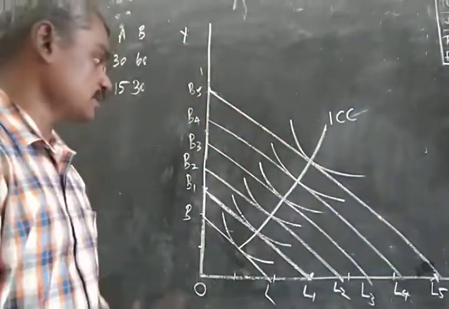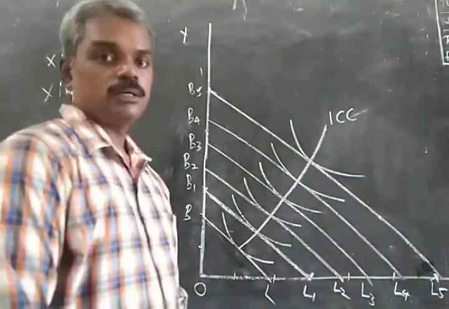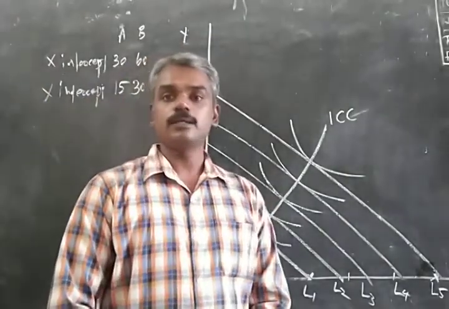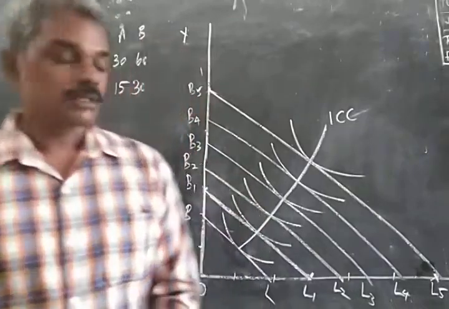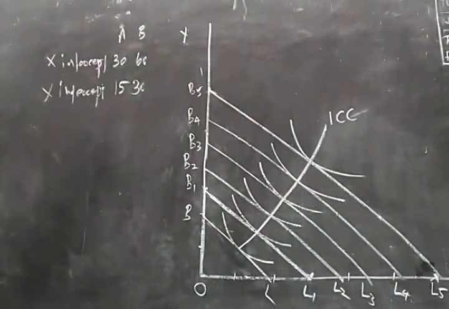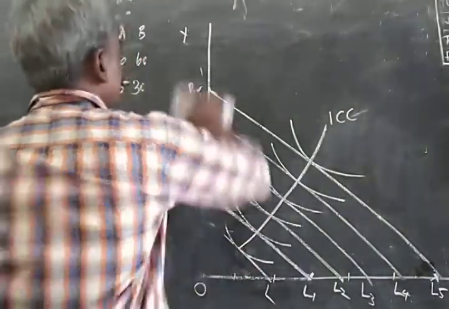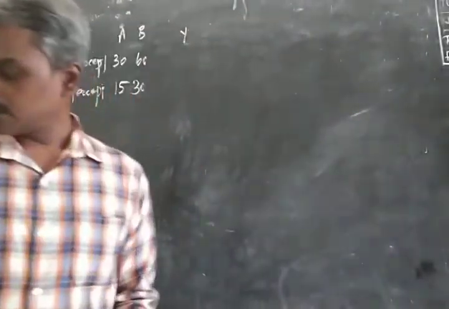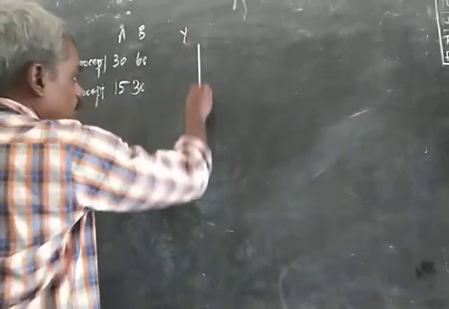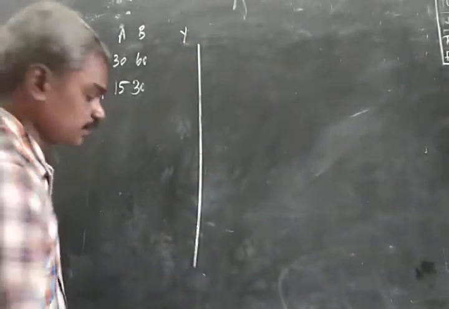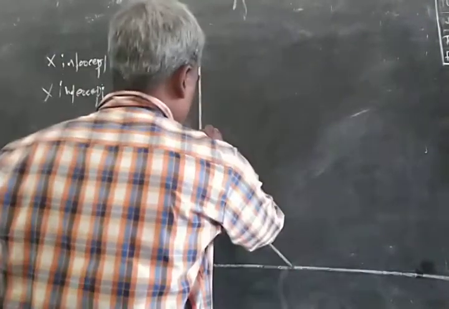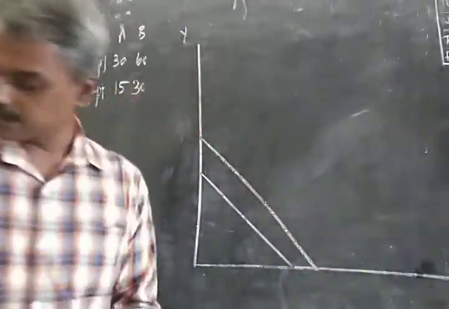So how can we represent a normal and inferior commodity through an income consumption curve? The income consumption curve can have different shapes. Let us draw a different income consumption curve. These are the budget lines.